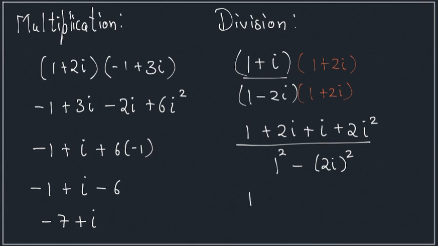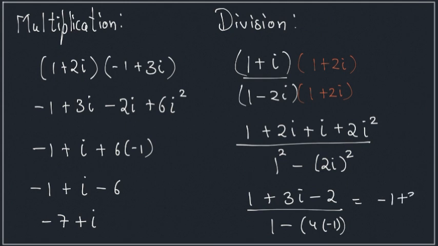In the numerator, we will get 1 plus 3i minus 2, as imaginary components add up together, and i squared can be rewritten as negative 1. In the denominator, we will get 1 minus 4i squared. i squared can be rewritten as negative 1. In the numerator, we will get negative 1 plus 3i. In the denominator, we will get 5.